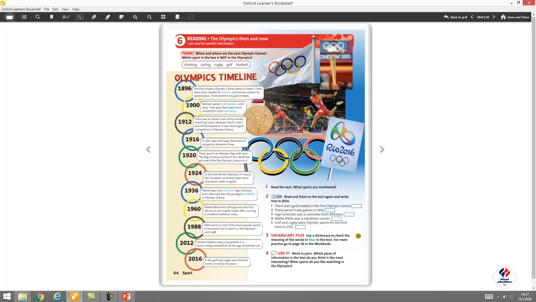Now let's look at practice 2. I think you don't need to listen to the recording again, just because we already have the statements, the written text here. Right, true or false? Question number 1. There were gold medals in the first Olympic Games. Is it true or false? It is false, because there were only silver and bronze medals in the first Olympic Games.